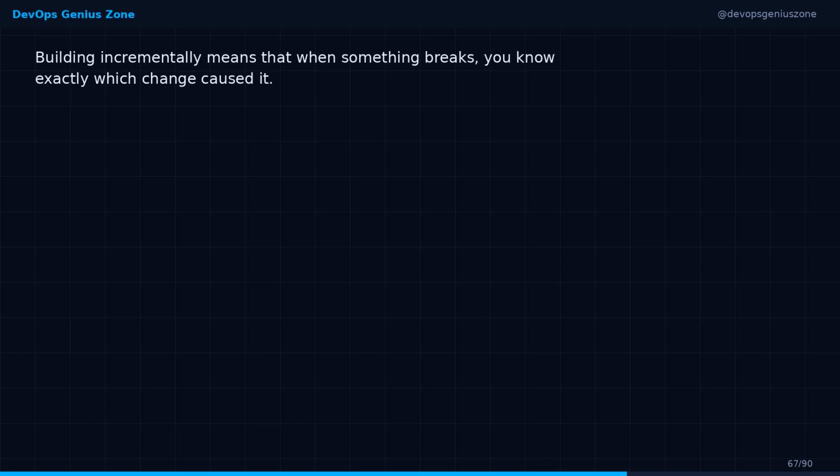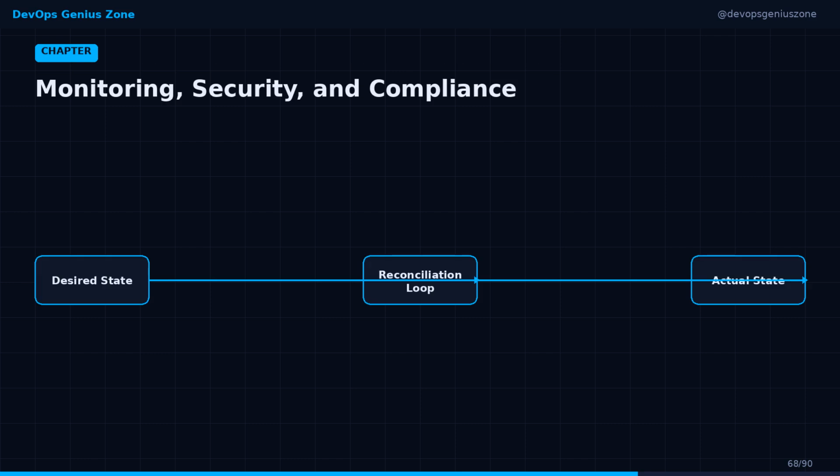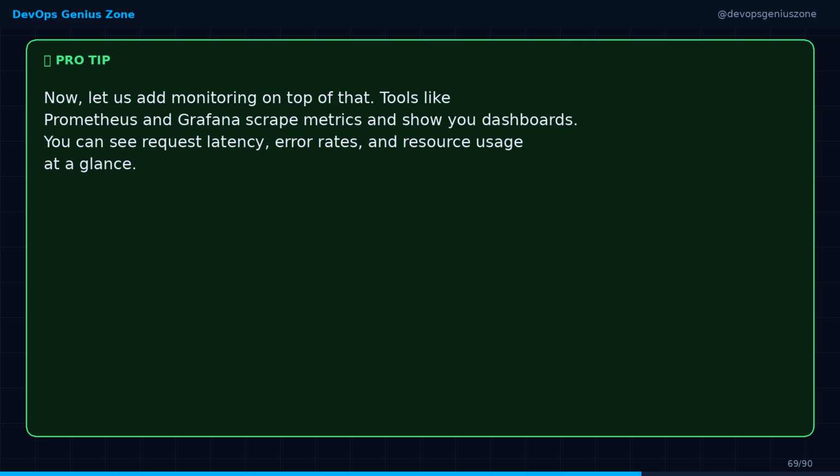Now, let us add monitoring on top of that. Tools like Prometheus and Grafana scrape metrics and show you dashboards. You can see request latency, error rates, and resource usage at a glance. Set alerts so you know immediately when something goes wrong, and with a well-implemented Kubernetes StatefulSets explained setup, the system often heals itself before you even wake up.